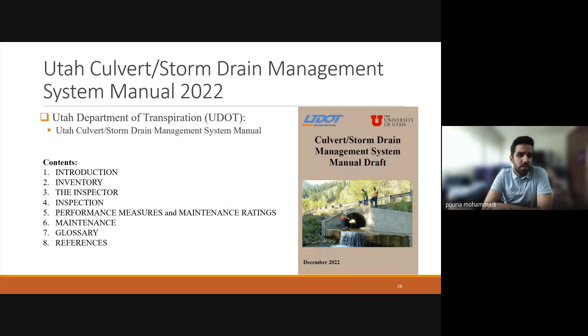After reviewing these inspection manuals, this is the final outline of the manual that we proposed.